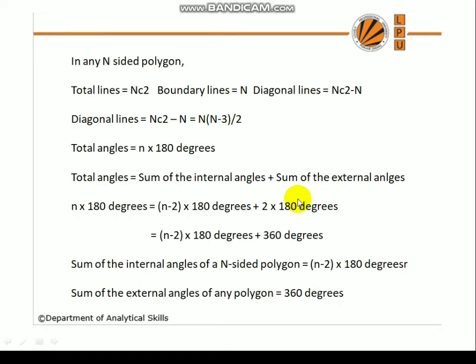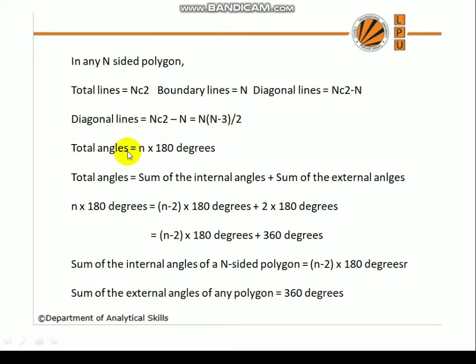Let's see a polygon based problem. In any n-sided polygon, obviously we will have n sides as well as n vertex points. If there are n points, we already know total lines must be nC2. But we know boundary lines are n, because it's an n-sided polygon, then the remaining are called diagonal lines. Diagonals equal nC2 minus n, further simplified into n into n minus 3 upon 2.